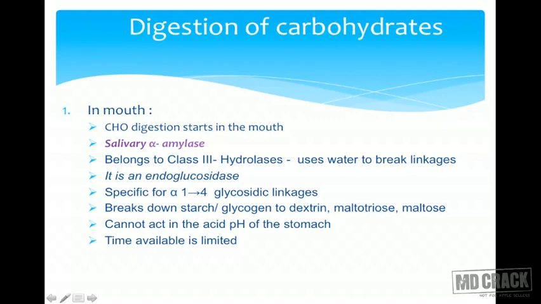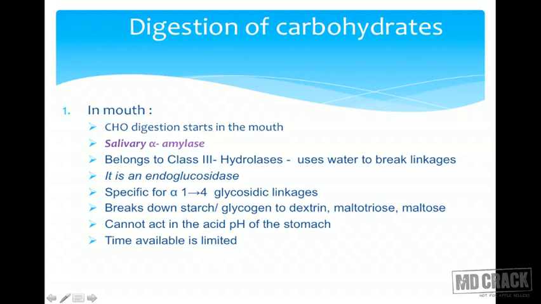So which sort of bonds does it break? It is an endoglucosidase. Endo means within the molecule. So it randomly breaks whichever glycosidic bond it wants. So you have a huge carbohydrate, it breaks wherever it wants. But it is very specific for alpha 1,4 glycosidic linkages. So it breaks down a huge molecule of starch into what? Wherever it breaks, it will result in the formation of products. And remember, it cannot act on 1,6. So it results in the formation of limit dextrins, or we call them dextrins; maltotriose and maltose are formed.